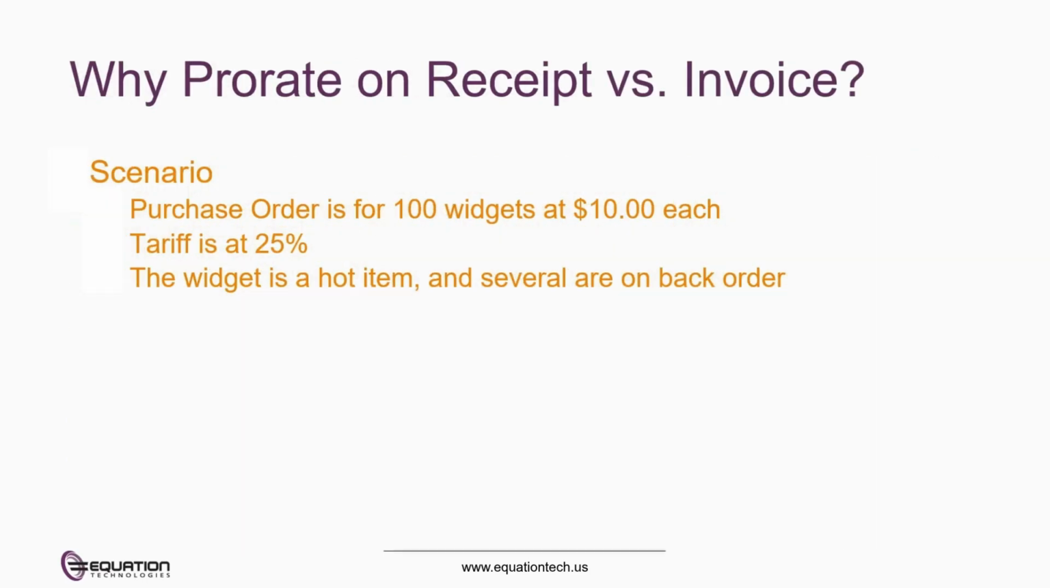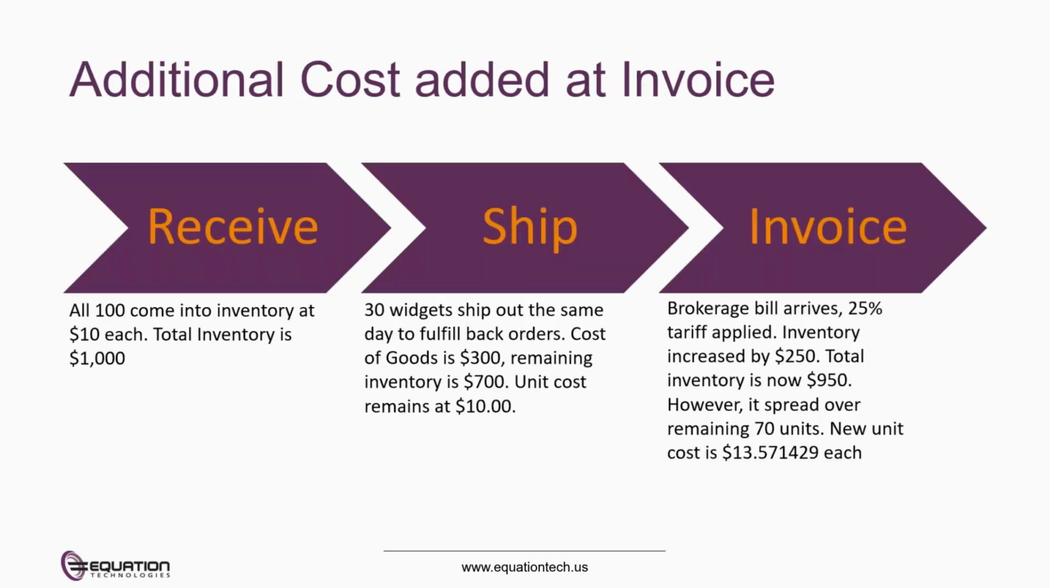Why prorate on receipt versus invoice? So let's take a look at a scenario here. We've got a purchase order for 100 widgets. There's a 25% tariff item. And in this case, the widget is a hot item and you have many on back order. The gist of that being is, as soon as you get that product in, you want to turn around and get that out to your customers.